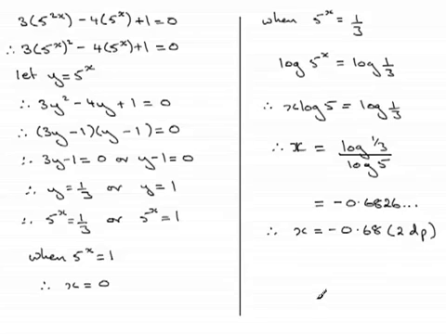Alright, so that's how you would solve an equation of this type. Recognize that you can put this term here as 5 to the power x all squared, and you've got yourself a quadratic equation in 5 to the power x. Now I want to do another example where this particular part of the equation is in a slightly different format.